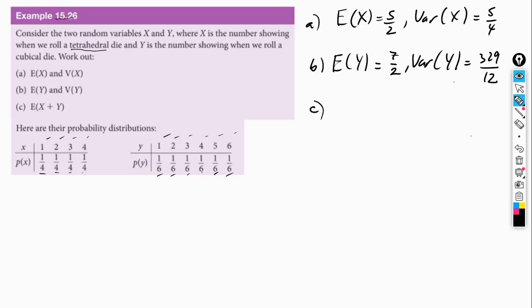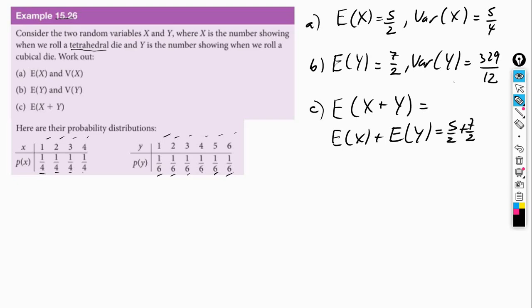what's the easy way to do it? Well, the easy way to do it is by following the property that we saw in the previous slide. And that is that the expected value of x plus y is equal to the expected value of x plus the expected value of y. So this is just going to be 5/2 plus 7/2, and this would give us 6.